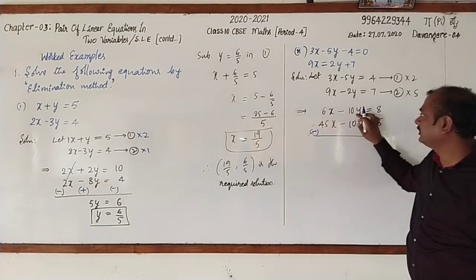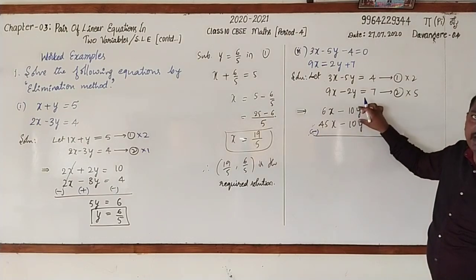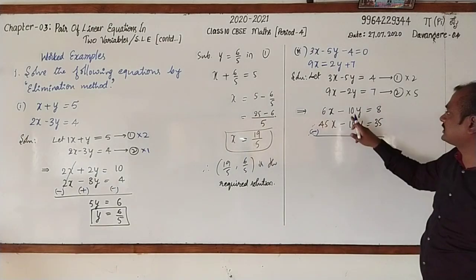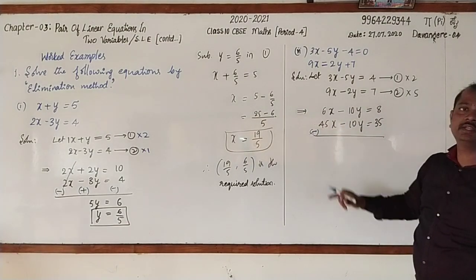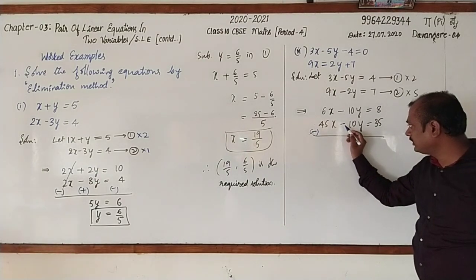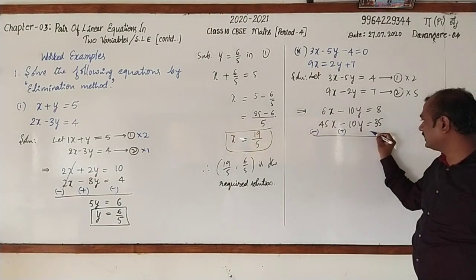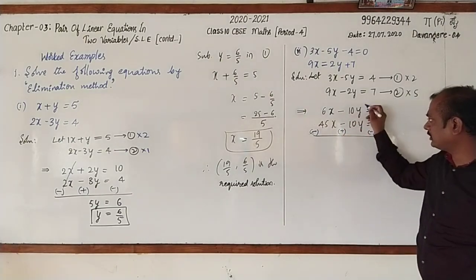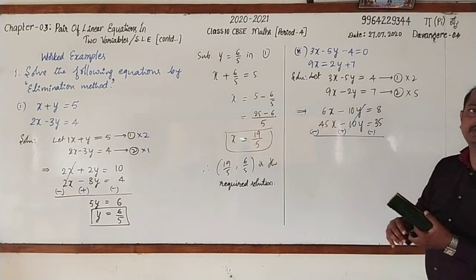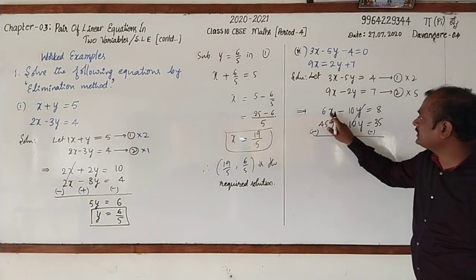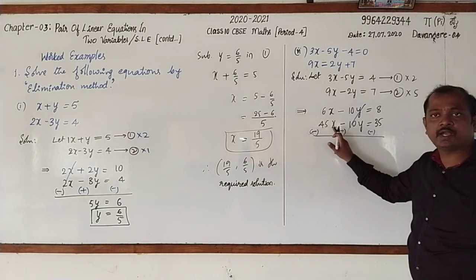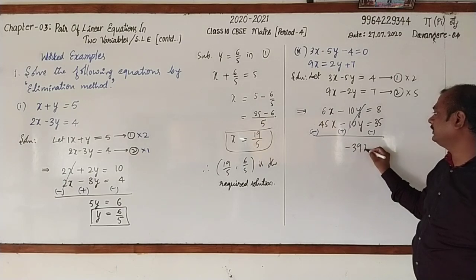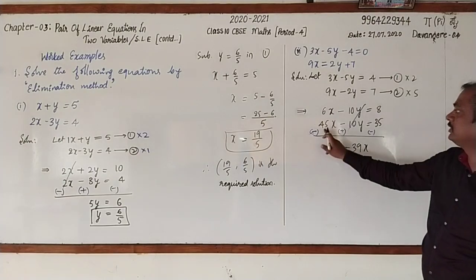Why should we change the sign? Coefficients are the same and the variables are also the same. Then the signs should be different. Then only you can go for cancelling. But here minus, here minus. That is why it is needed. Minus is there and here I'll write plus. Here plus is there, I'll write minus. Now see that minus 10y plus 10y get cancelled. Hope that you have understood. Now what is 6x minus 45x? It is minus 39x.